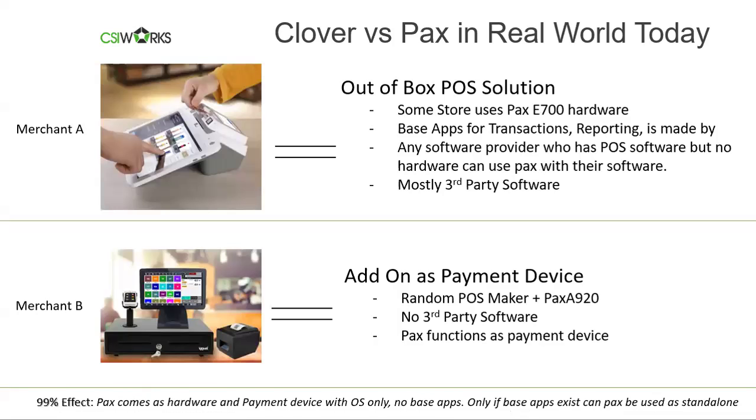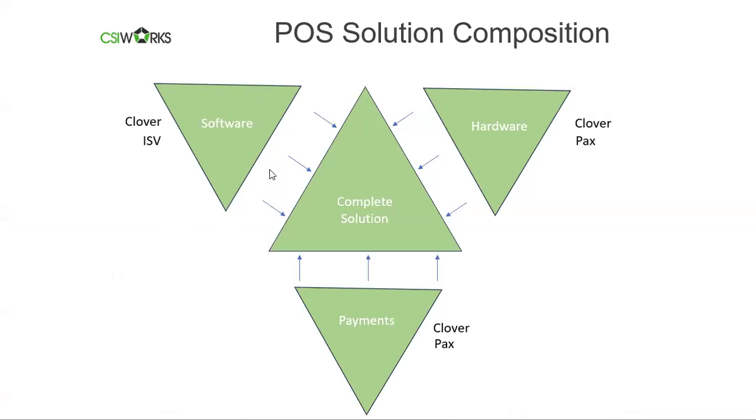Now let's take a look at PAX. The funny thing with PAX is that while I was searching the internet for a picture of a PAX being utilized as a standalone solution in the wild, I never ended up finding one, because both of these are marketing pictures. The reason is that PAX is a hardware manufacturer, and they handle the payment processing component from the hardware perspective only. So if I were to put PAX on this chart, they can handle hardware and they can handle payments.